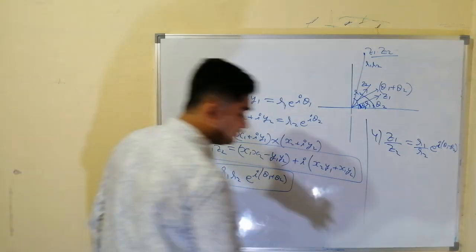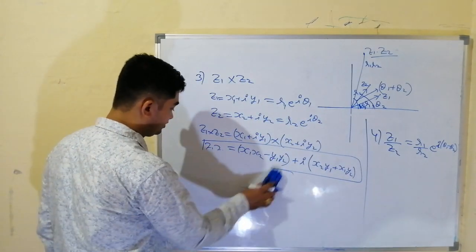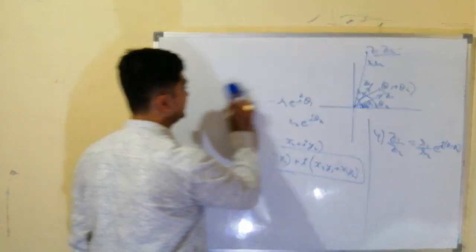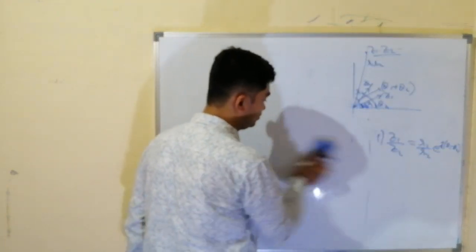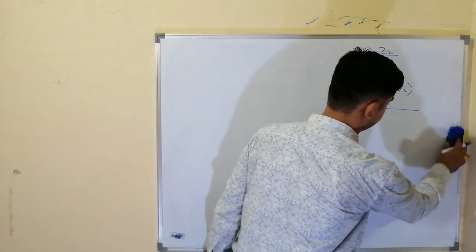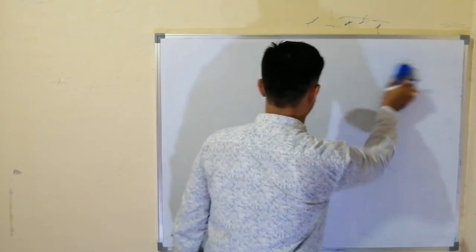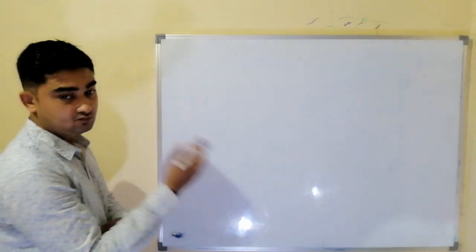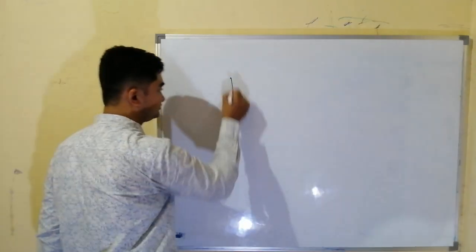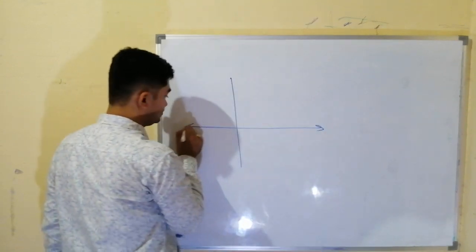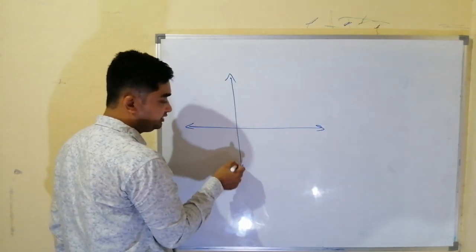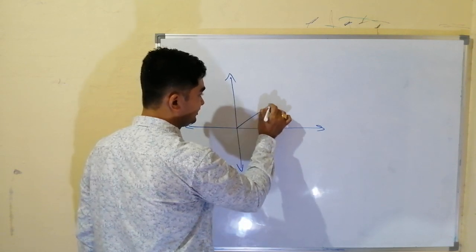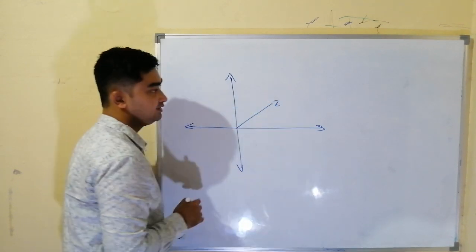Now we have to learn how to rotate a complex number. We have seen multiplication. Now using this multiplication we will learn how to rotate a complex number. Whenever we are talking about rotation, we have to rotate it about some fixed point. So this is the real axis and this is the imaginary axis. Let us say we have a complex number z.